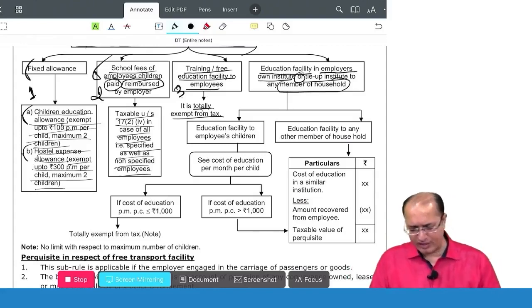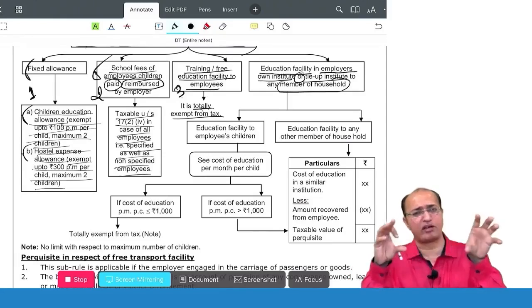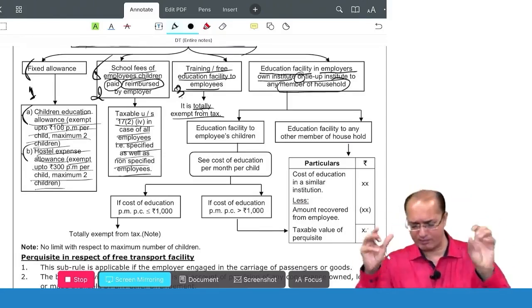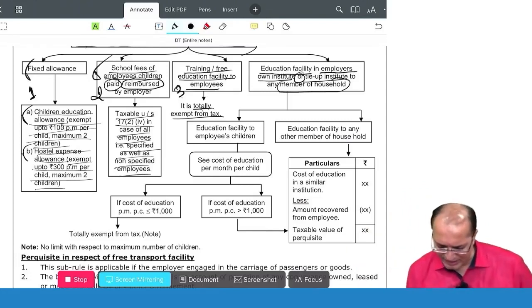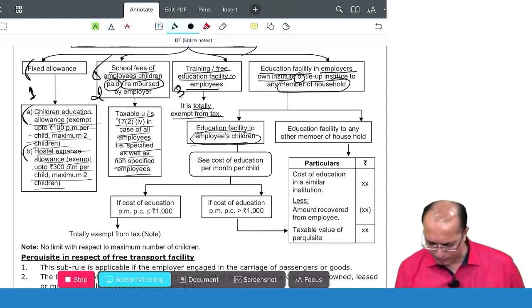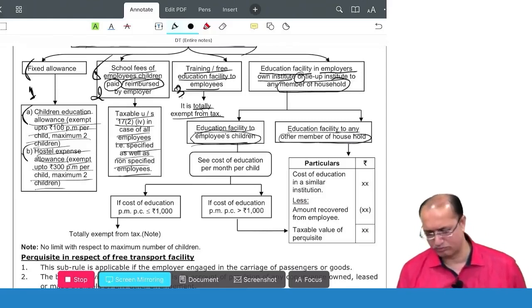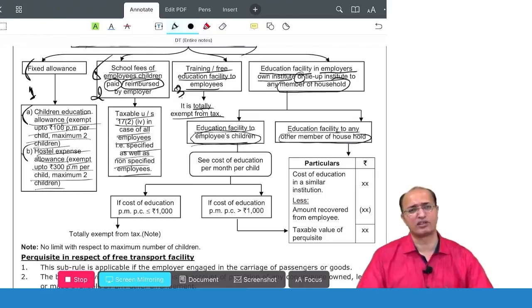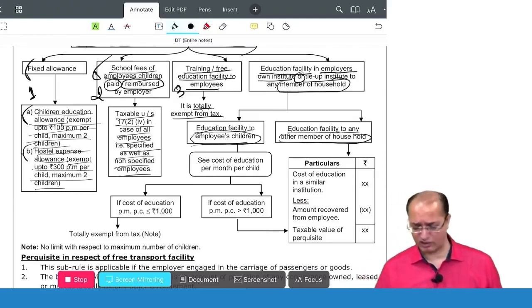For understanding the taxability provision, we are dividing the members of household into 2 parts. Number 1, children, and number 2, other members. Children, we are segregating them separately. Education facilities provided to employees' children and education facilities provided to any other member of household. Other members can include spouse, parents, servants and dependents, children's spouse, etc.